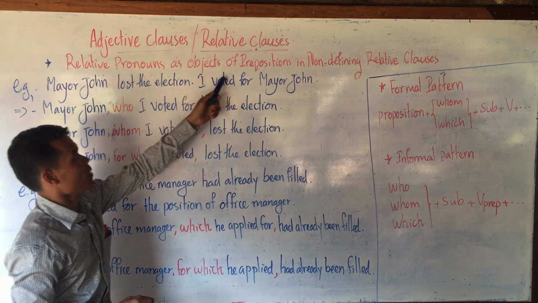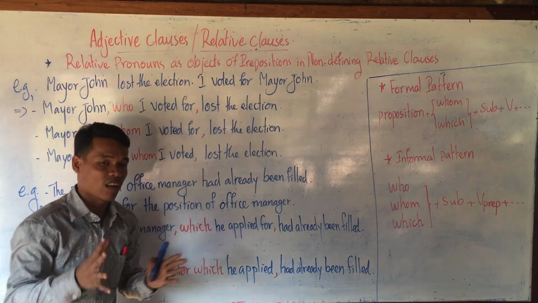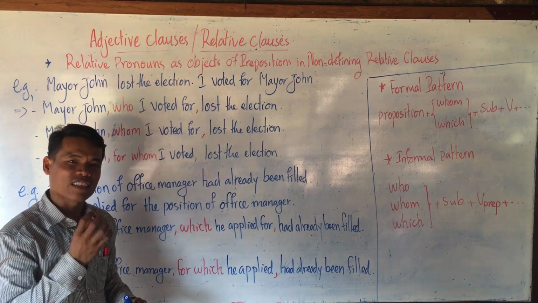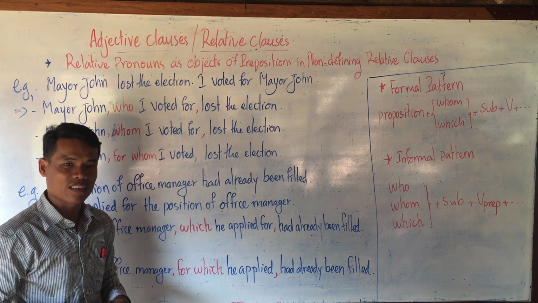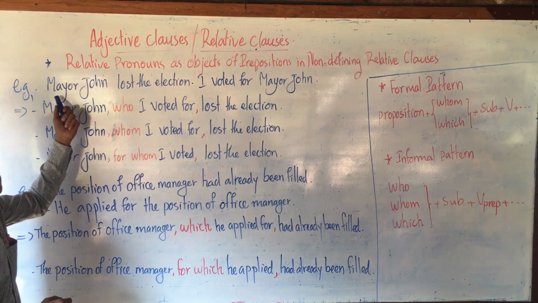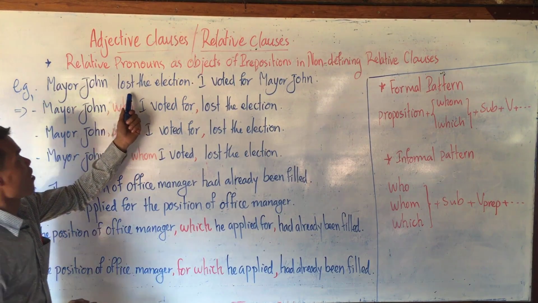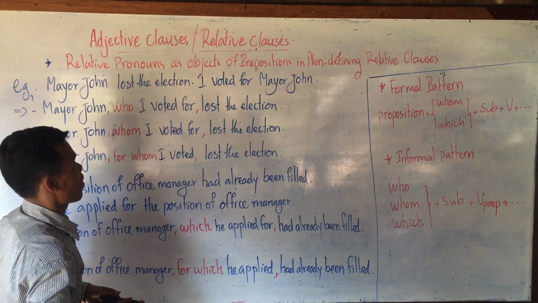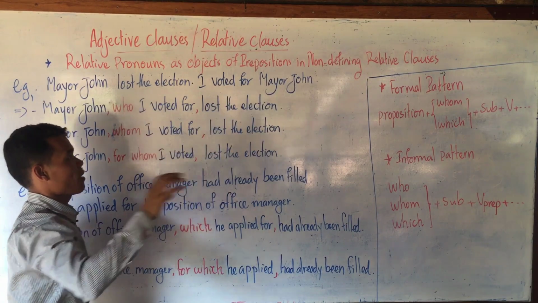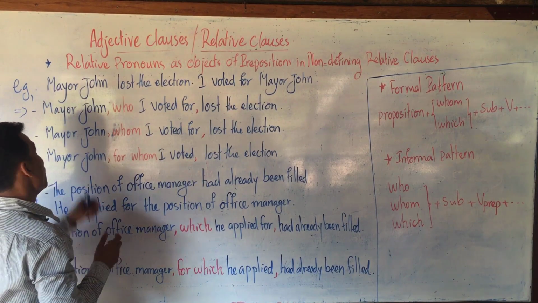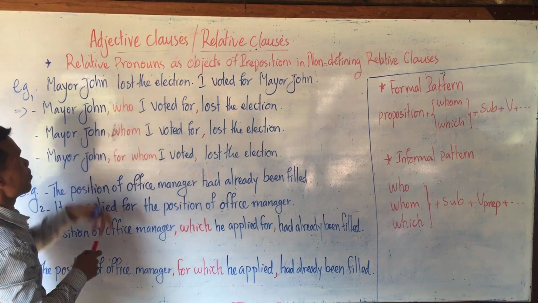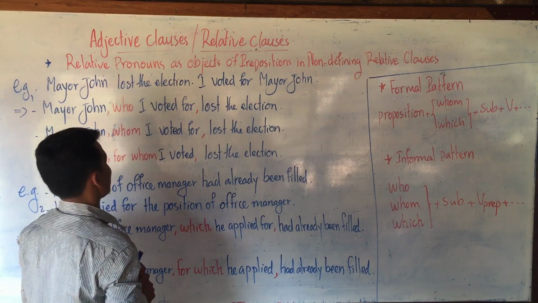Relative pronoun as the object of preposition in non-defining relative clauses. Alright, you just learned about relative pronoun as the object of preposition in defining relative clauses. Now look at non-defining relative clauses. For example, Mayor John lost the election. I voted for Mayor John. These two simple sentences can be combined into one complex sentence. That's why we can write: Mayor John, who I voted for, lost the election.